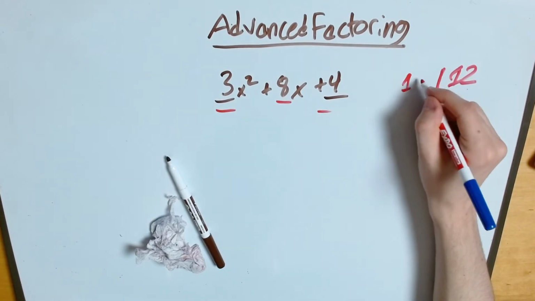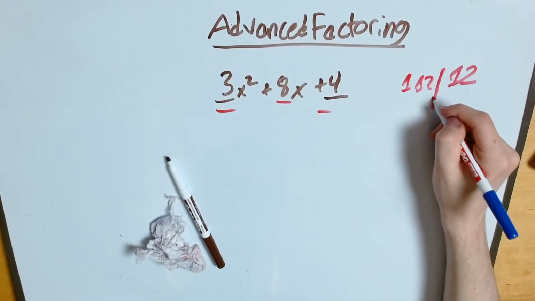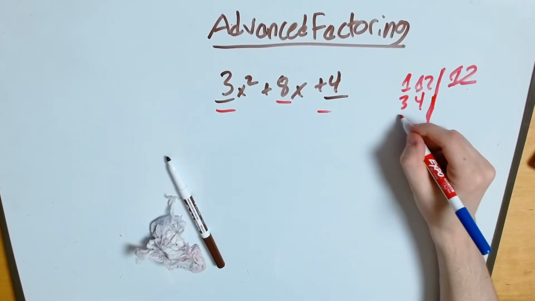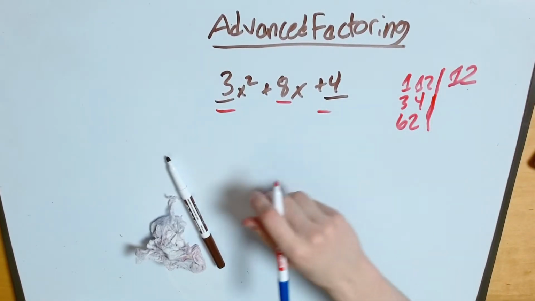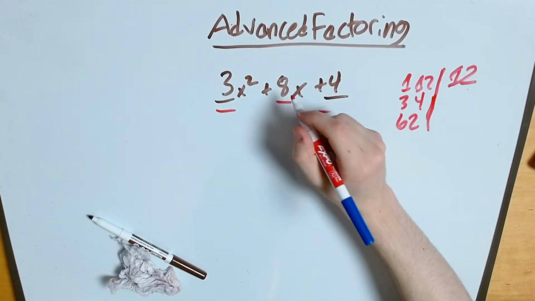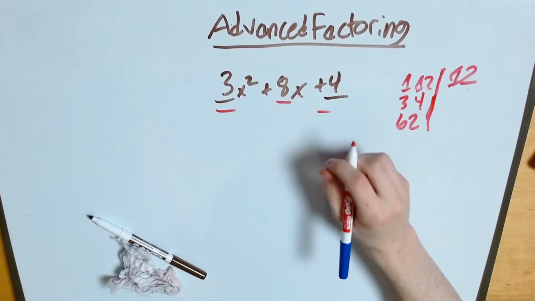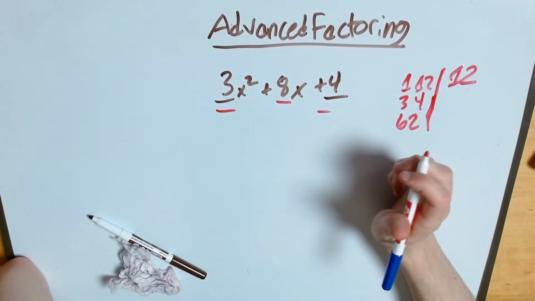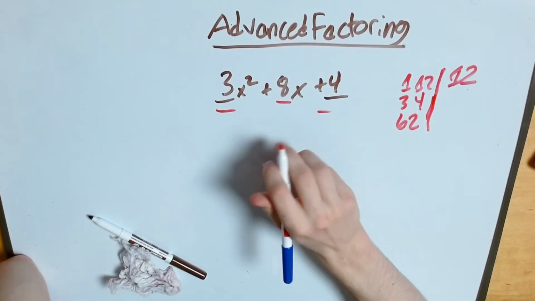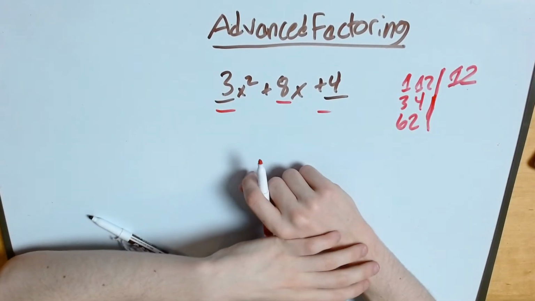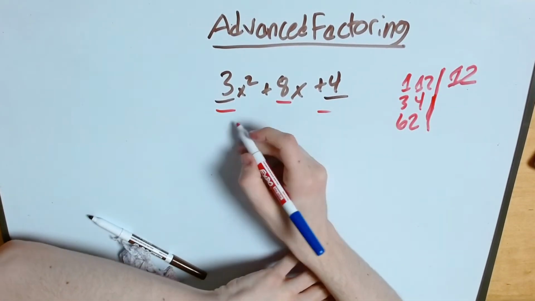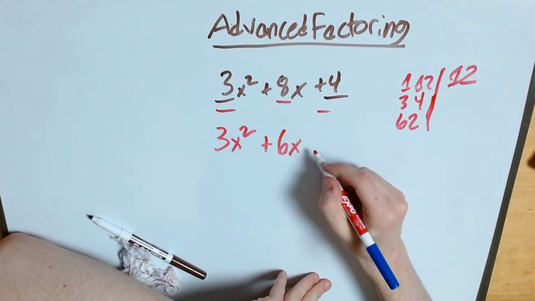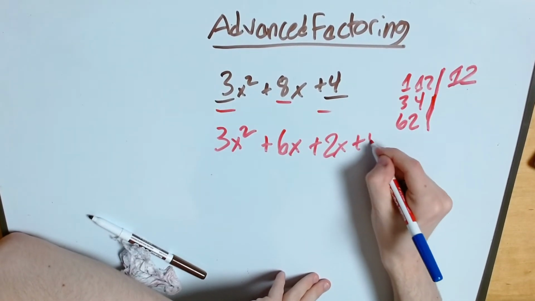So 1 and 12, they don't work, they add up to 13. 3 and 4 don't work, they add up to 7. But 6 and 2 do work, they add up to 8. So I'm going to split up this 8x into 6x plus 2x. As we established before, the order in which I write 6x or 2x doesn't matter. I'm just going to write it one way, but you can feel free to use the other way. So we'll have 3x squared plus 6x plus 2x plus 4.